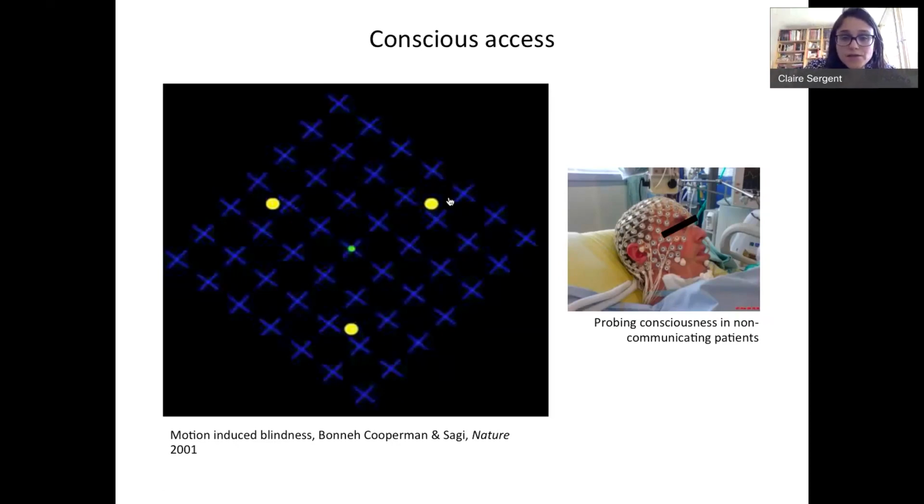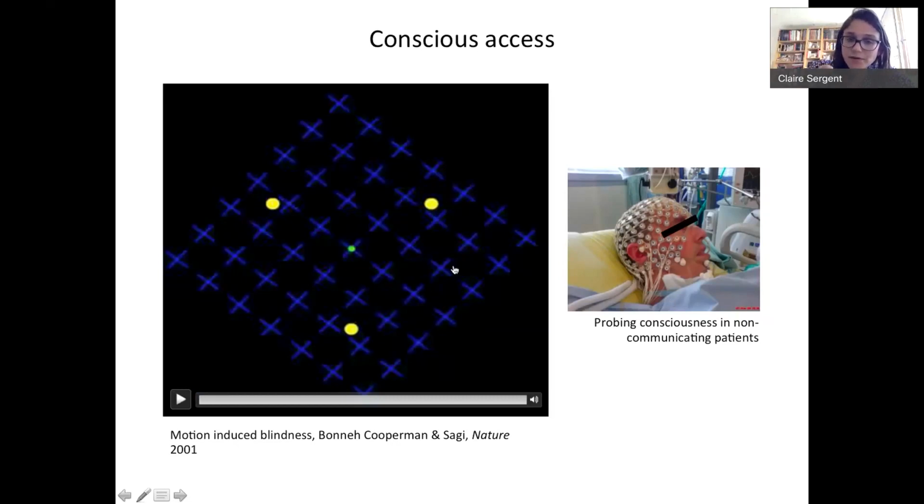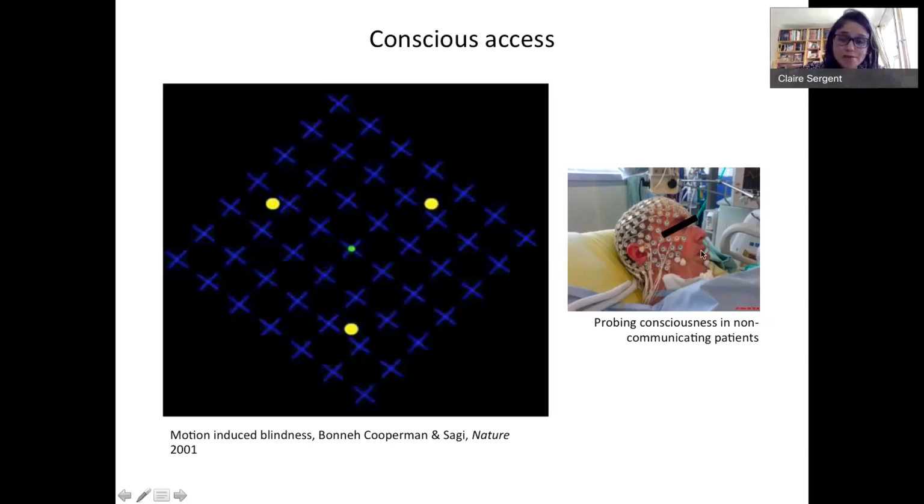And today I'll be presenting essentially studies that are focused on trying to isolate and understand the neural signatures of conscious access in healthy volunteers, and some preliminary data that I'd like to discuss with you where we try to transfer that to patients.